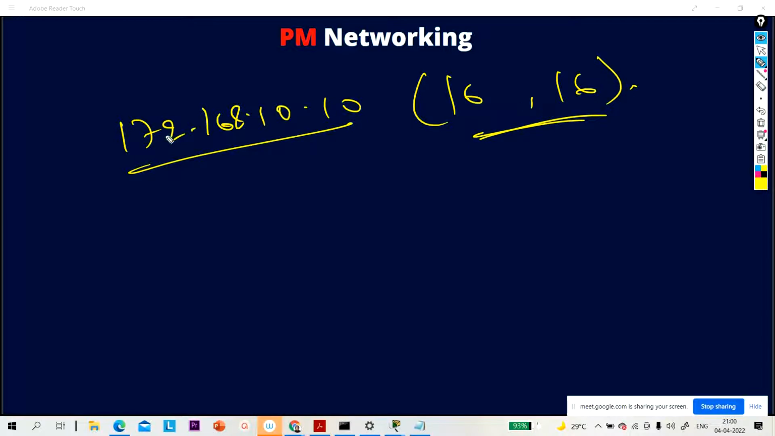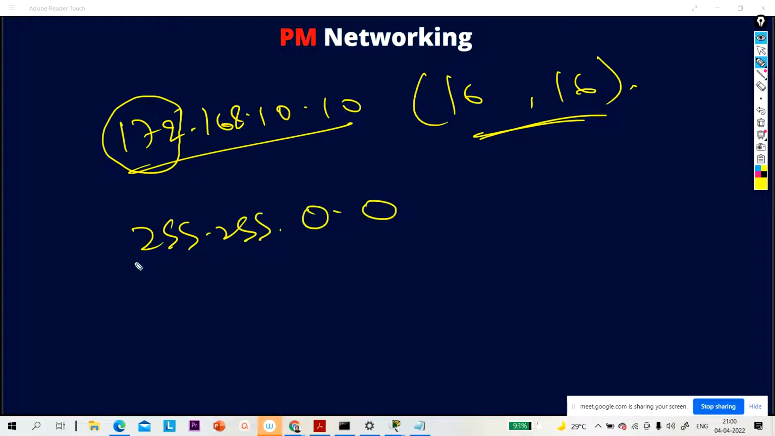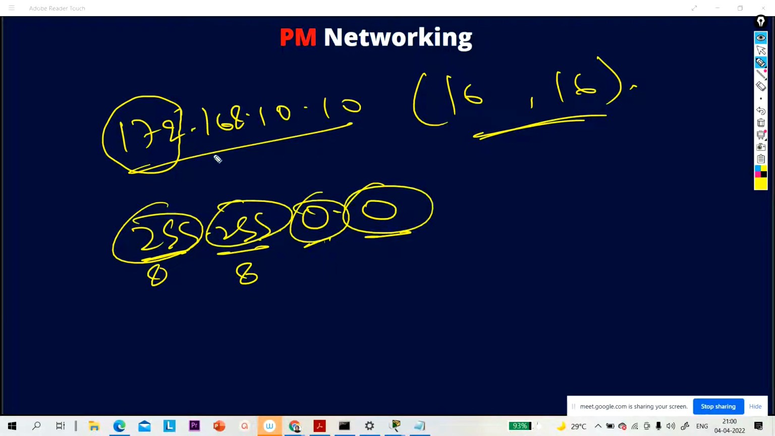Because this IP address belongs to class B, and for class B the subnet mask is 255.255.0.0. 255 means 8 bits, 8 bits, and 0 means 0 bits. 8 bits are host bits. This one is network bits, host bits, host bits. So there are 16 network bits and 16 host bits.